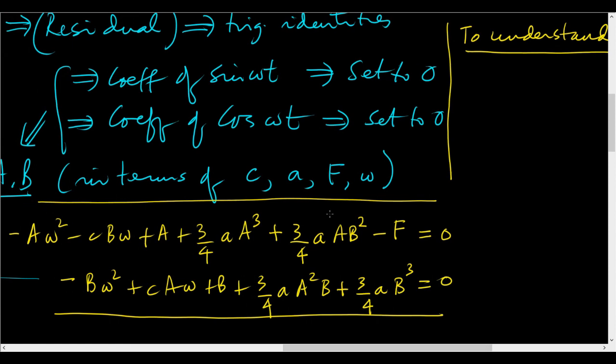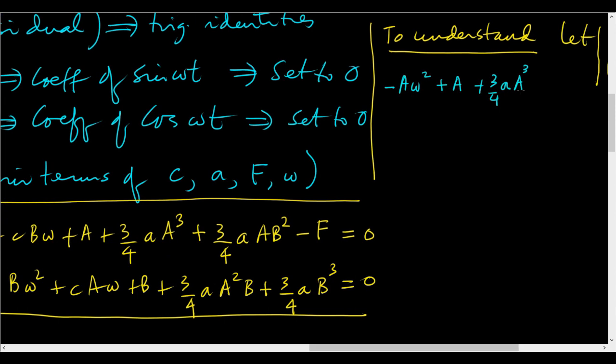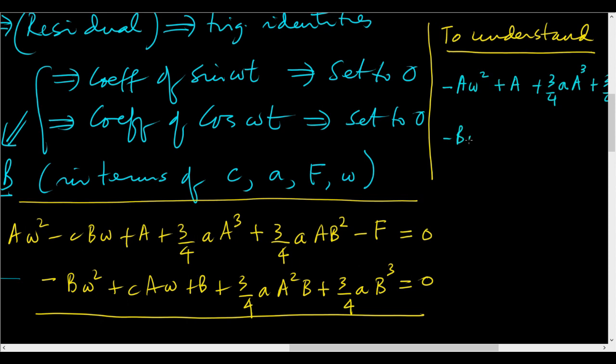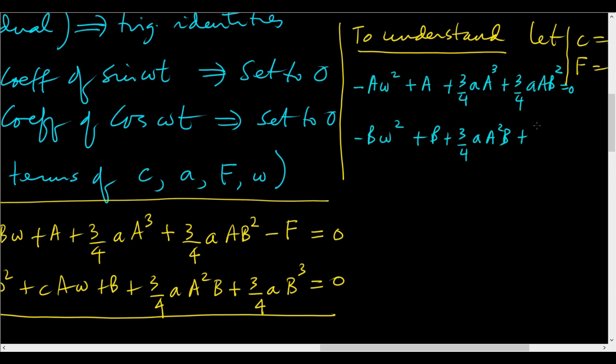we do that with blue here, I'll get minus a omega square plus a plus 3/4 little a cube plus 3/4 little a b square equals 0. That's 1. And minus b omega square plus b plus 3/4 little a square b plus 3/4 little a b cube equals 0.